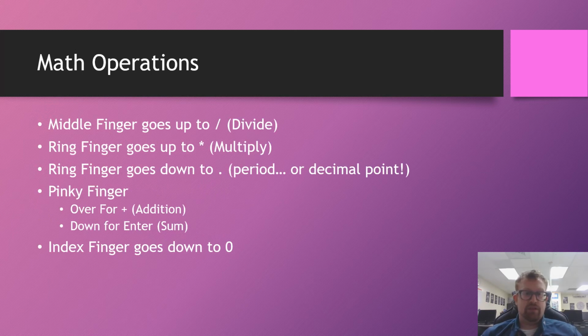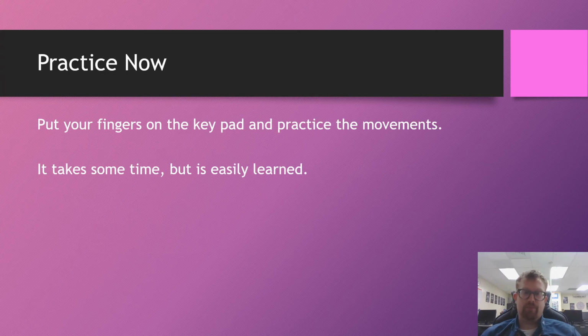To type the rest of the math operations, your middle finger will go up to the divide, which is a slash. Your ring finger will go up to hit the multiplication, that's the star, and down to the decimal point or the period. You can also use your thumb if you get comfortable with it. For addition, you can use your ring finger if you want, but the pinky finger will make your life easier. Your index finger goes down to 0, or you can use your thumb as well. The thumb will probably help you out.